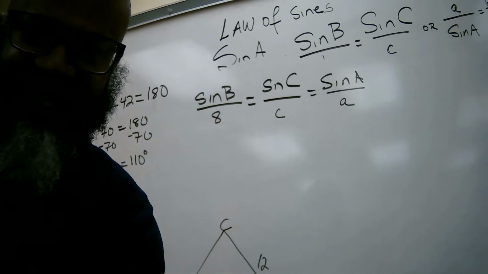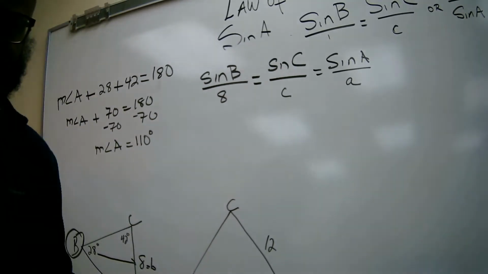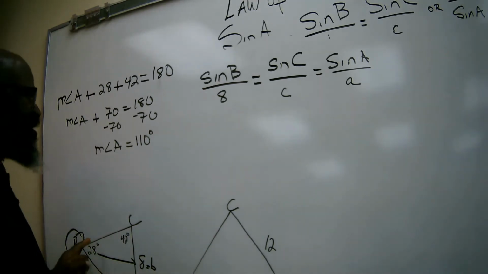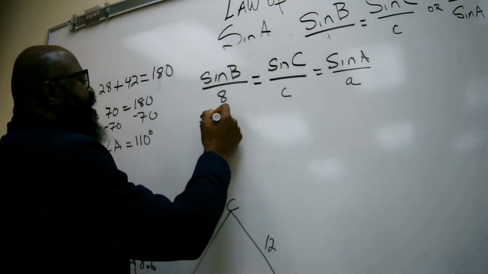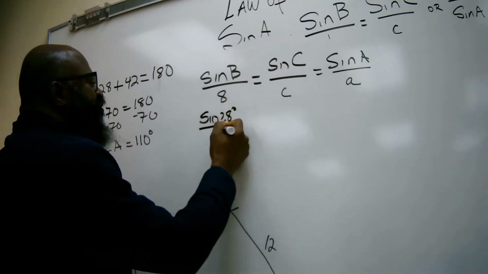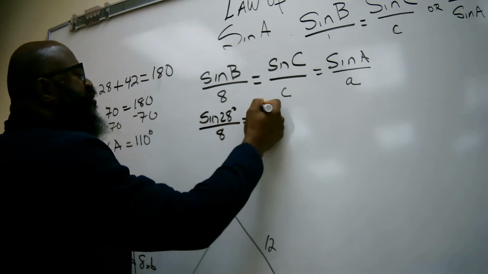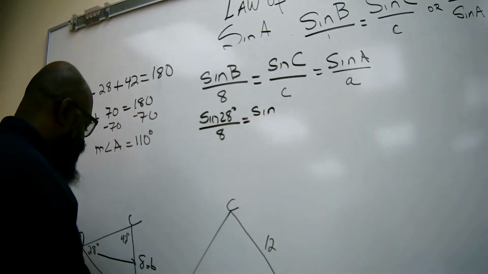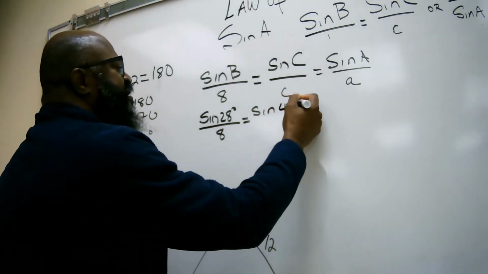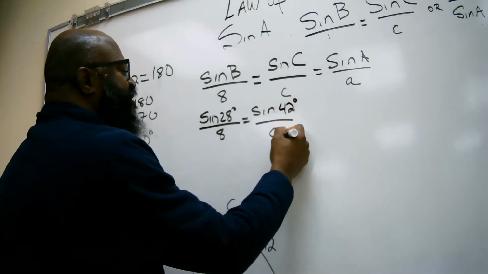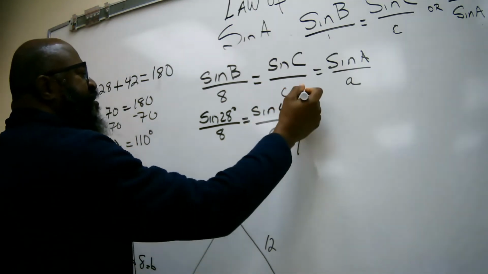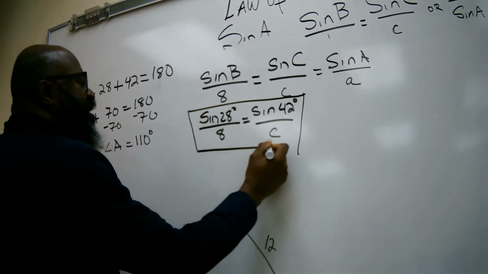Now we know angle B is 28. Then that will be sine of 28 degrees over 8 is equal to sine C. In this case, we know C is 42 degrees, and it is over little c. Based on that, you will solve that proportion.